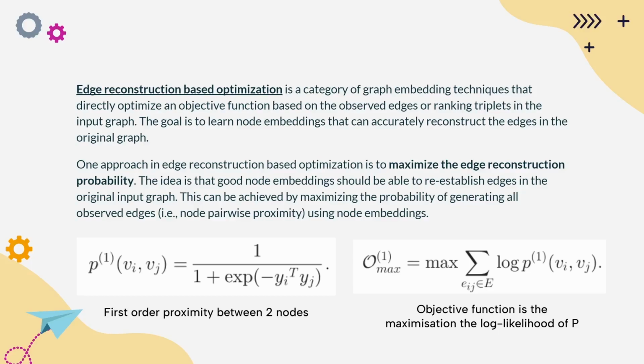That can be achieved by maximizing the probability of generating all observed edges using node embeddings. The expression on the left shows the first proximity between two nodes Vi and Vj, where Yi and Yj are the embeddings of the nodes, and the objective function is basically the maximization of the log likelihood of this probability.